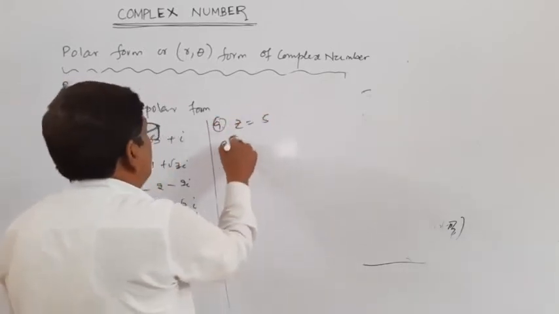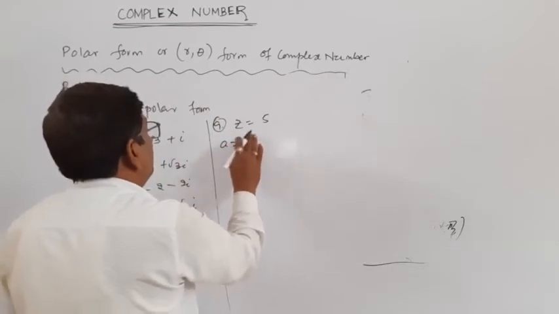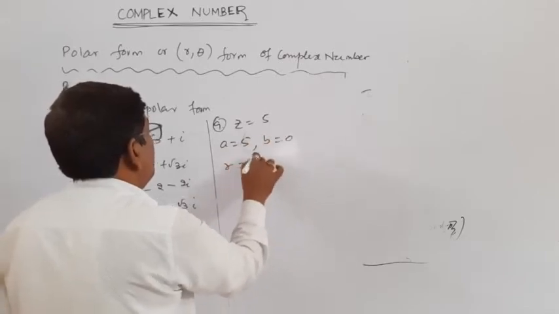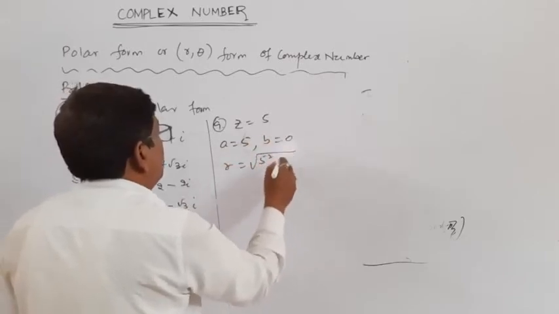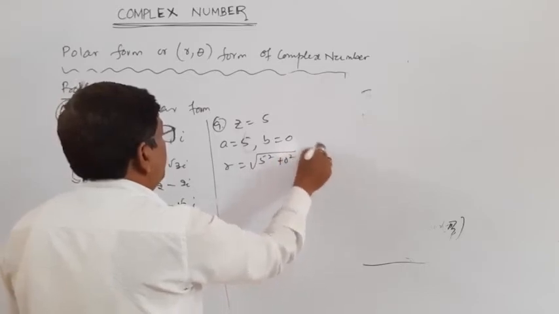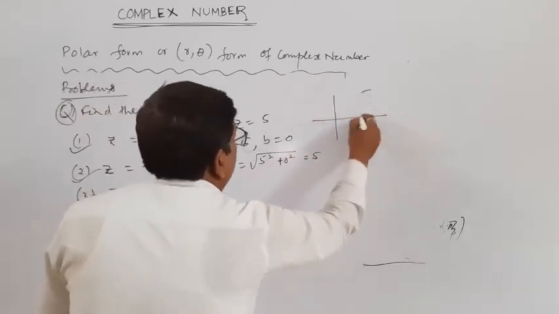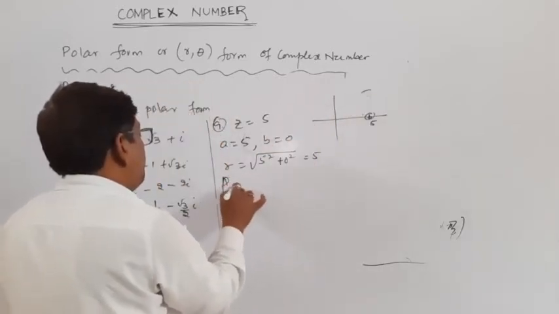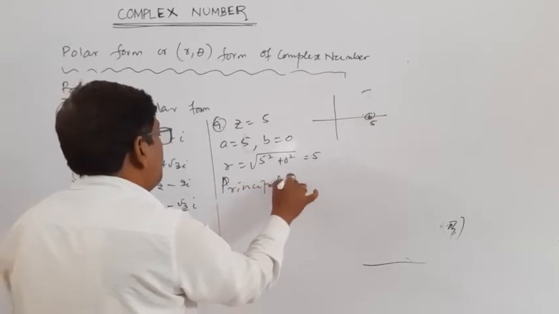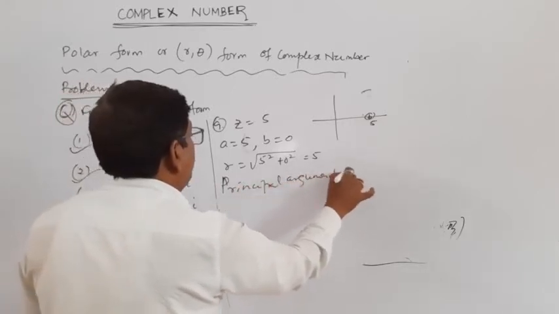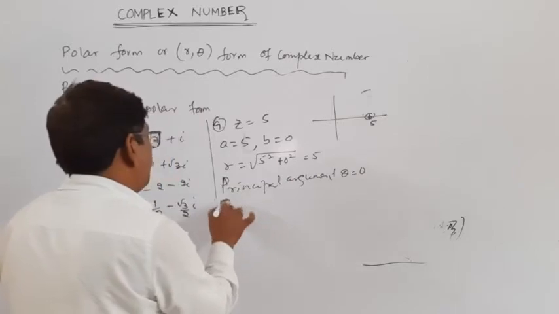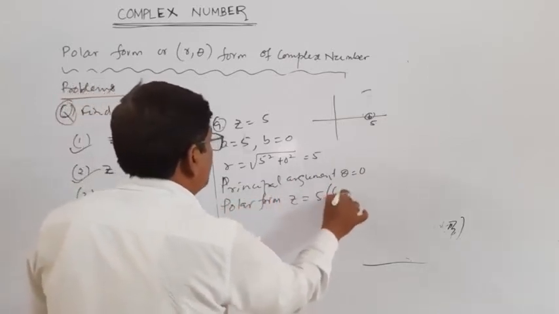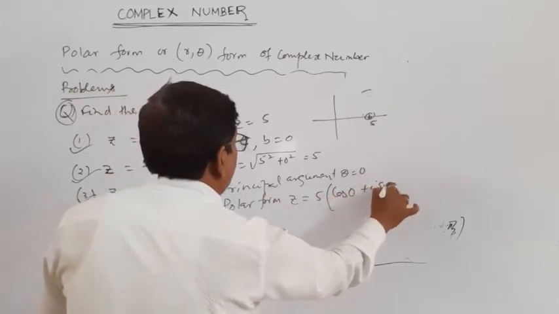So a is equal to 5 and b is equal to 0, r is equal to root over 5 square plus 0 square, that is 5, and this is 5. So theta, principal argument theta is equal to 0. Polar form z is equal to 5 into cos 0 plus i into sin 0.